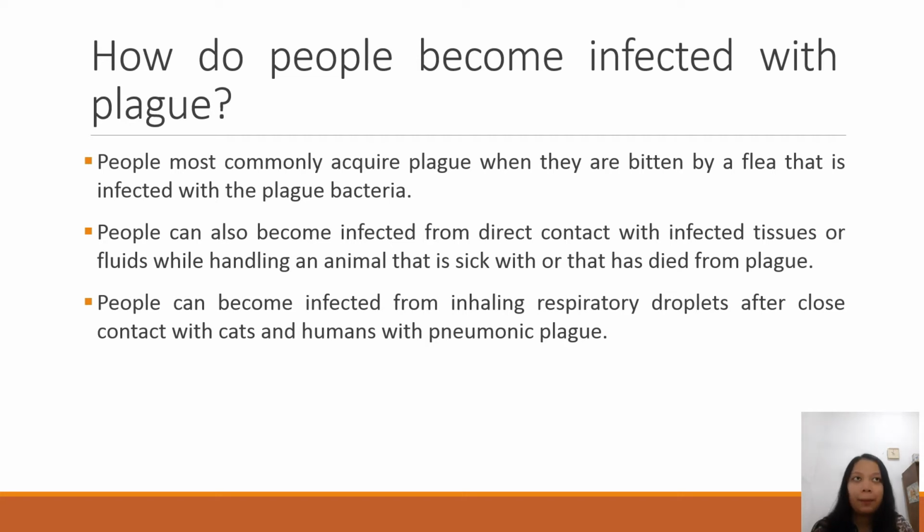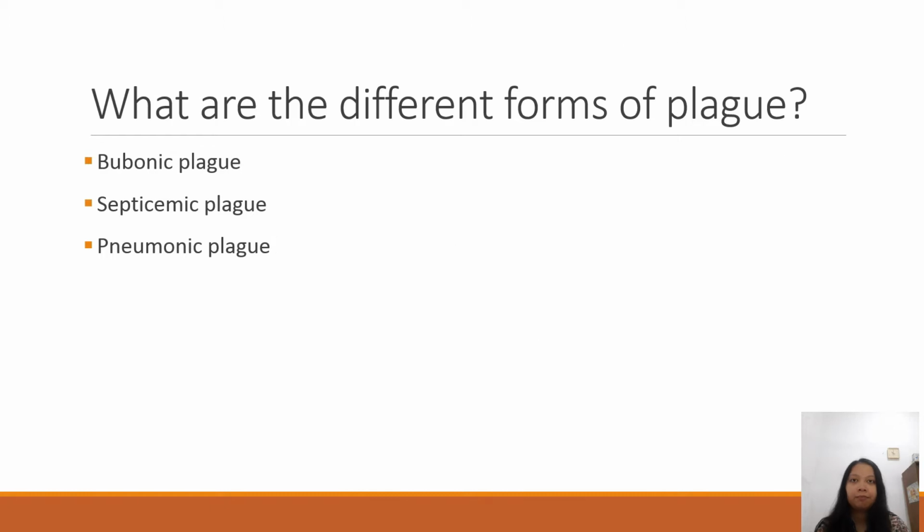How do people become infected with plague? People most commonly acquire plague when they are bitten by a flea that is infected with the plague bacteria. People can also become infected from direct contact with infected tissues or fluids while handling an animal that is sick with or that has died from plague. People can become infected from inhaling respiratory droplets after close contact with cats and humans with pneumonic plague.